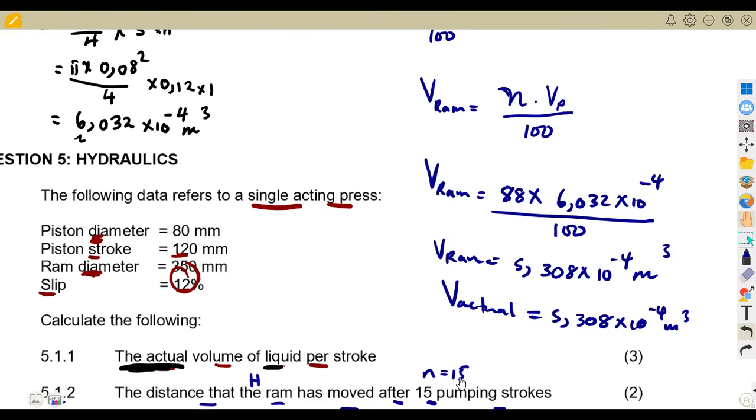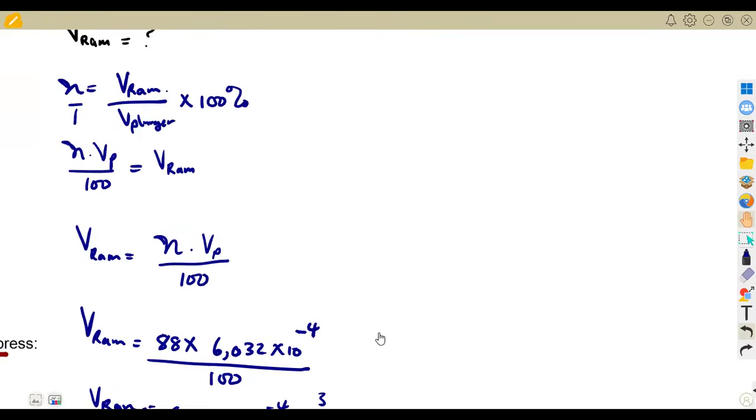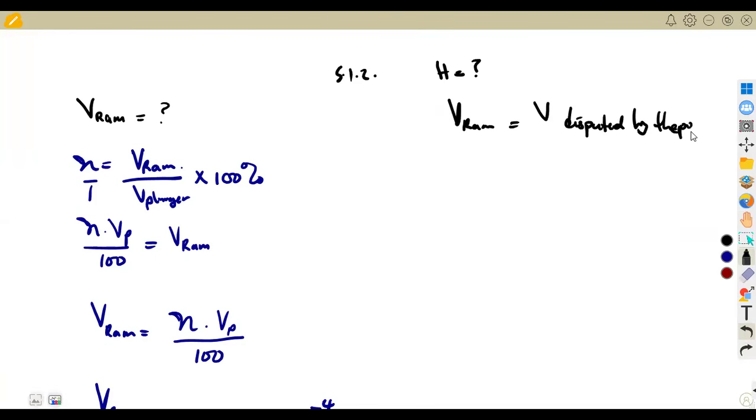What about the one after we've got 15 pumping strokes? That is the question. So it is going to be like this. We are going to obtain something of this nature. Remember, what we want to calculate is the distance moved by the ram. So that's 5.12. In this case, the volume that we are going to have from the ram is going to be equivalent to the V dissipated by what? By the piston, which is the V dissipated by the piston. So this is the idea that we are talking about here.